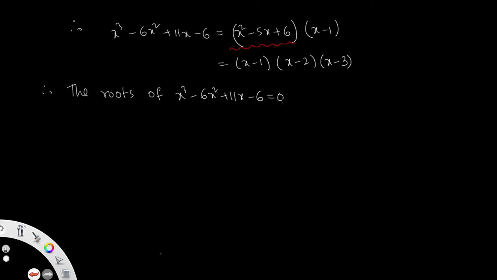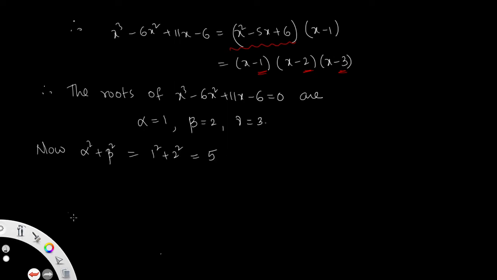Compare the equation with alpha: this is alpha, this is beta, and this is gamma. So let us take alpha equal to 1, beta equal to 2, and gamma equal to 3. But now we have to find the equation whose roots are alpha square plus beta square. So that is 1 square plus 2 square, then you get the value 5.